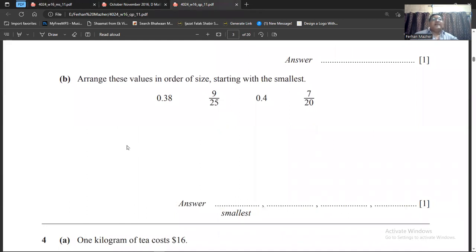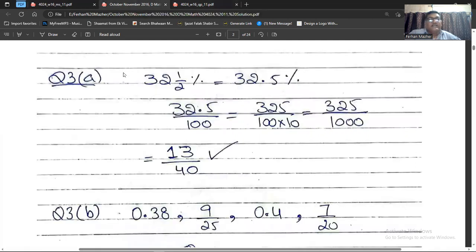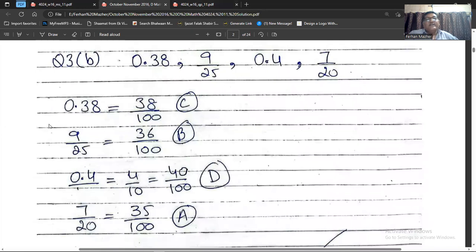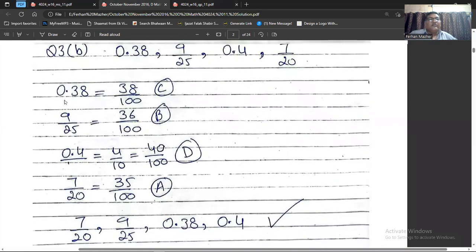Question number 3, B part, he says, arrange these values in order of size, starting with the smallest. So we have four numbers here, 0.38, 9 by 25, 0.4, 7 by 20. I will make their denominators the same, and then I will decide. So you see the method is very simple.